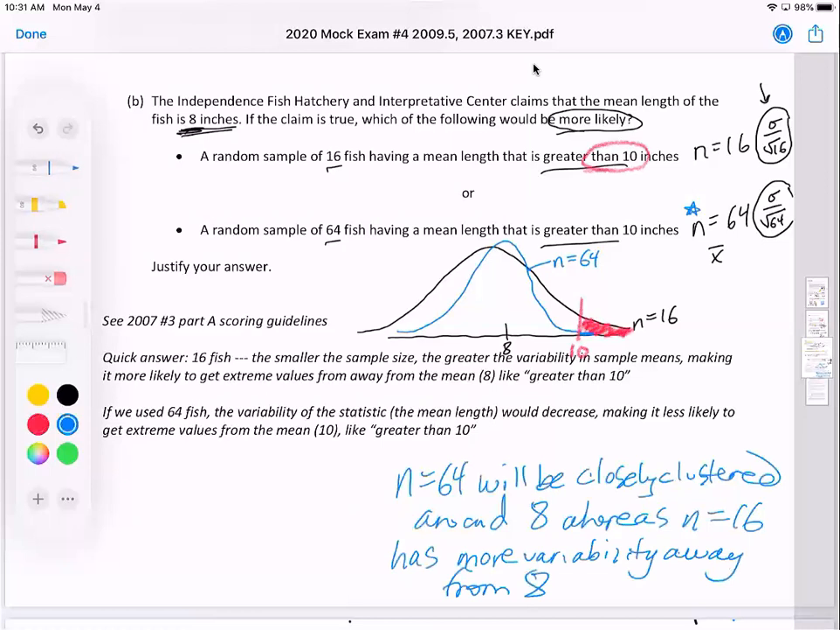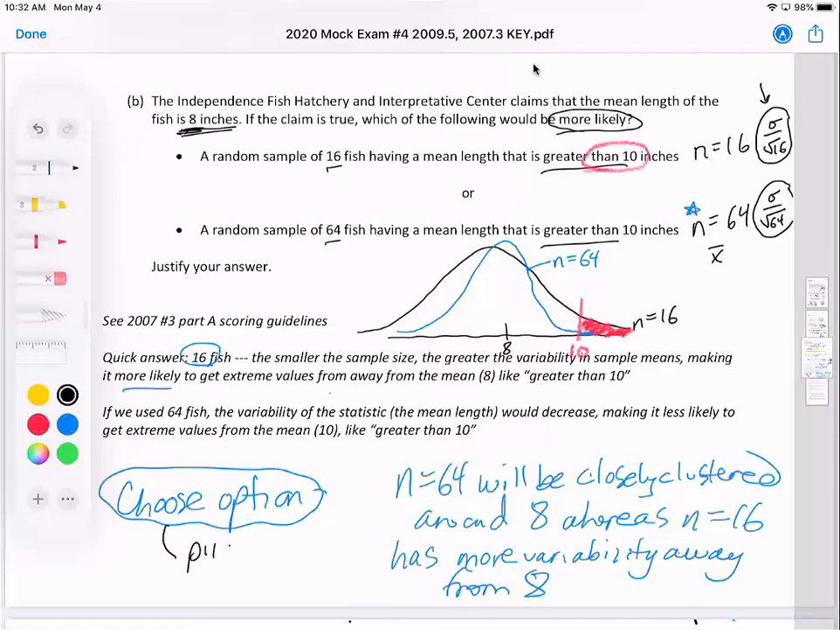So as a quick answer, I said the answer is the 16 fish one. The smaller the sample size, the greater the variability in sample means, making it more likely to get extreme values far away from the mean of 8. If you have to choose between two options, choose the option. Really important test taking tip that I mentioned before: explain the one that you pick and then why not the other.